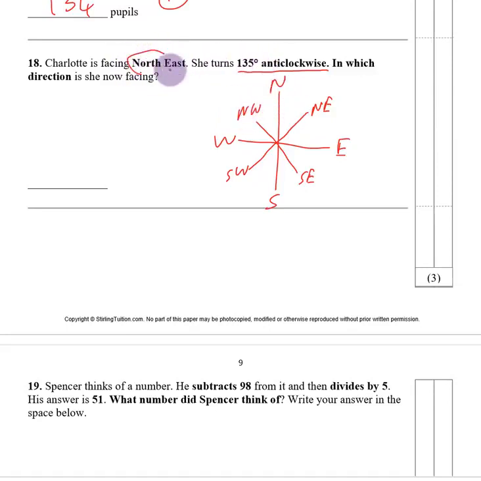Okay, so we're at northeast. So I circle northeast. I'm going 135 degrees anti-clockwise. So clockwise is the way the clock goes. Anti-clockwise is the other way. So I'm going this way.